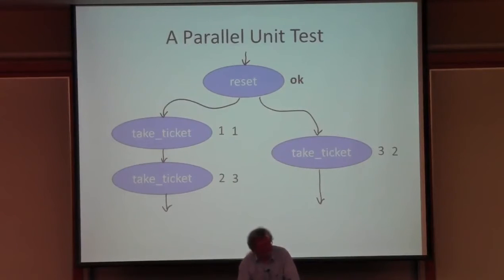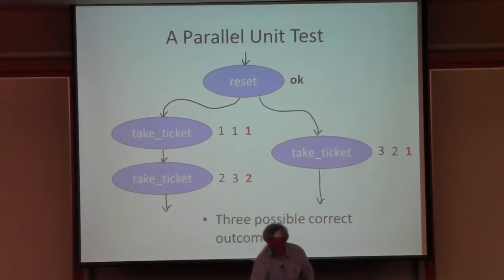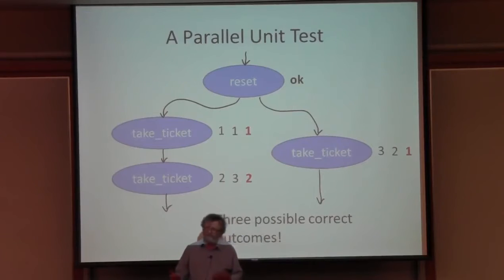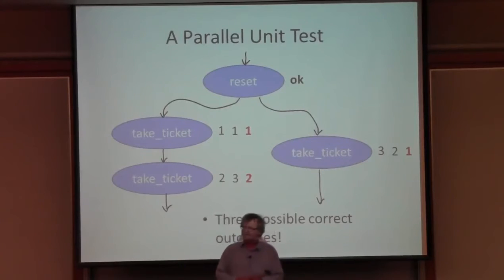Or the first customer might get tickets 1 and 3, and the second customer might leap in there and get ticket number 2. But I better not see this. I better not see both customers getting ticket number 1, because if I do, something has gone wrong. So, how many correct outcomes are there for this test? Well, there's 3 different ones, right? Depending on which ticket the second customer gets.